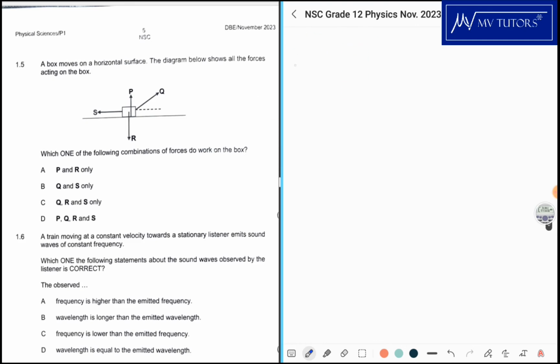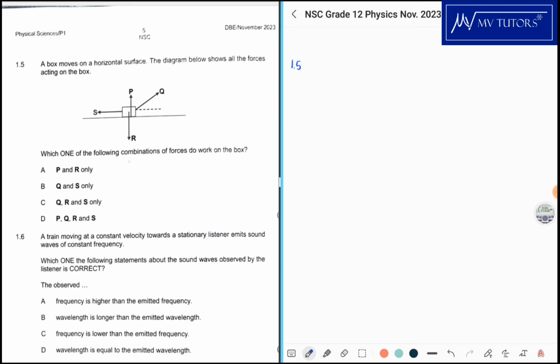Okay, now let's move on to 1.5. It says, a box moves on a horizontal surface. The diagram below shows all the forces acting on the box. So we can see our force Q over there. P and R sort of cancel each other out. I would say S would be a friction force. We don't know, we're just assuming.